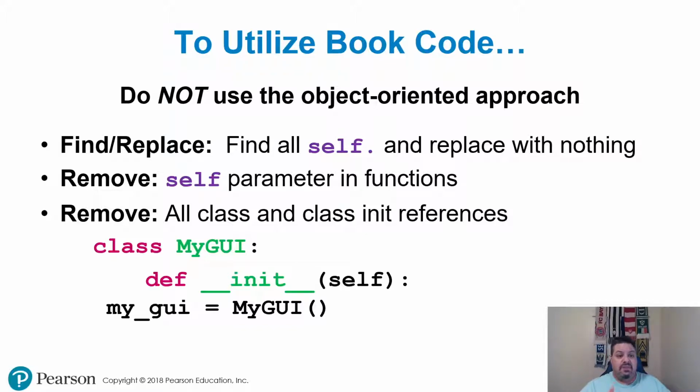Okay? Finally, replace all the self dots with literally nothing. Remove the self parameter in any functions you might see, like the do something function, and remove those class and init references. They should be the only lines you have to remove as far as the book examples are concerned.